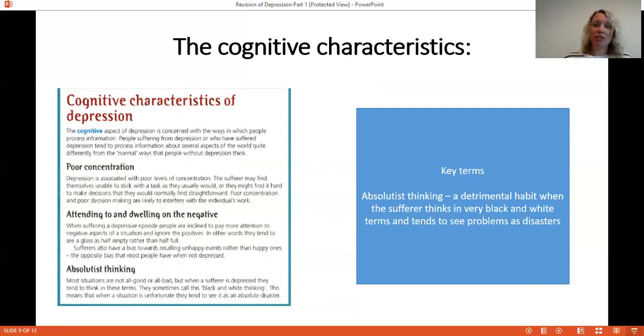And then the final cognitive characteristic is absolutist thinking, sometimes called absolute thinking. And again, this is a term that you need to know, like psychomotor agitation and hypersomnia and insomnia. I nearly forgot them then. So absolutist thinking is a detrimental cognitive habit. So it is not good for you, it is bad for you. And it means that you tend to think in very absolute, concrete terms, very black and white, seeing problems as disasters. Okay, so these are the cognitive characteristics.